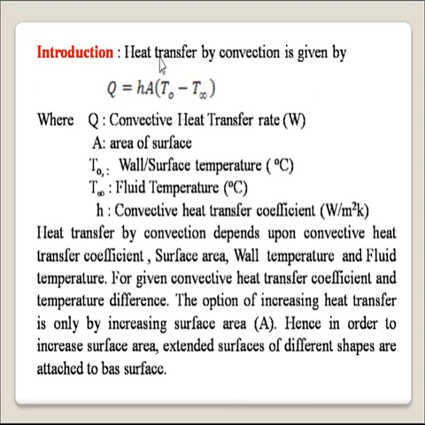First is introduction. Heat transfer by convection from the extended surfaces or from any surfaces is given by Q equal to h A (T0 minus T infinity), where Q is the heat transfer by convection in watt, h is the convective heat transfer coefficient in watt per meter square per Kelvin, A is the surface area of extended surface or the base surface, and T0 is the base temperature or wall temperature minus fluid temperature T infinity.